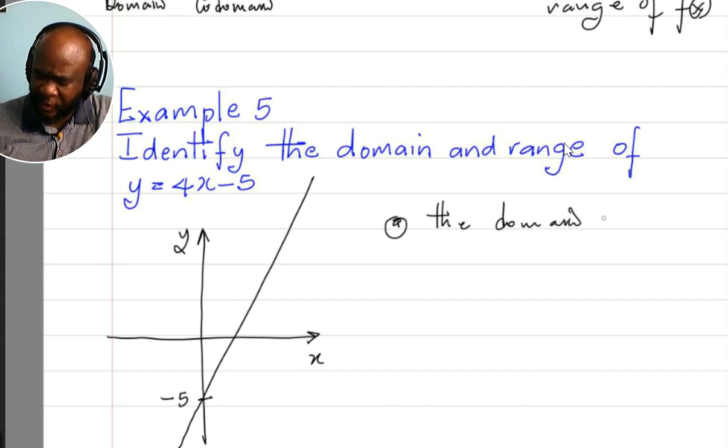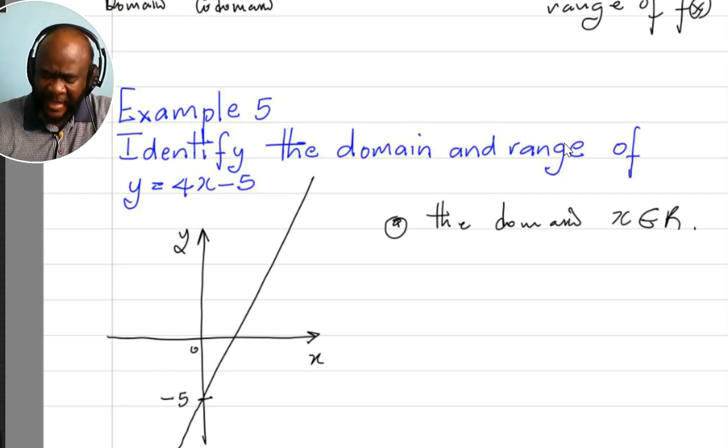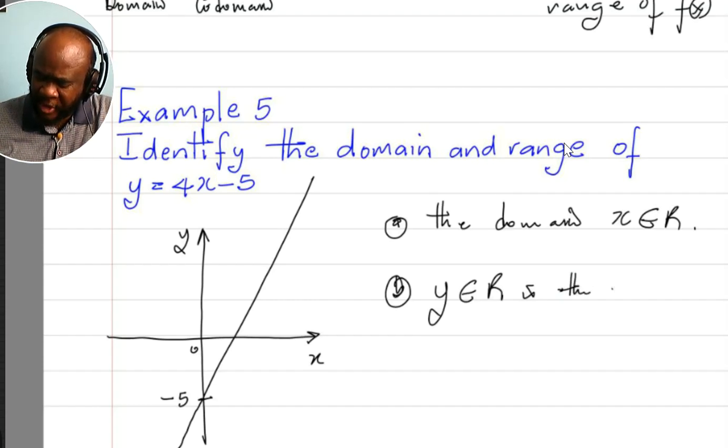A, the domain is the set of all x such that x is an element of the set of real numbers. Because for every value of x, there is a value of y. So it means therefore that B, y is an element of the set of real numbers is the range of y is equal to 4x minus 5.